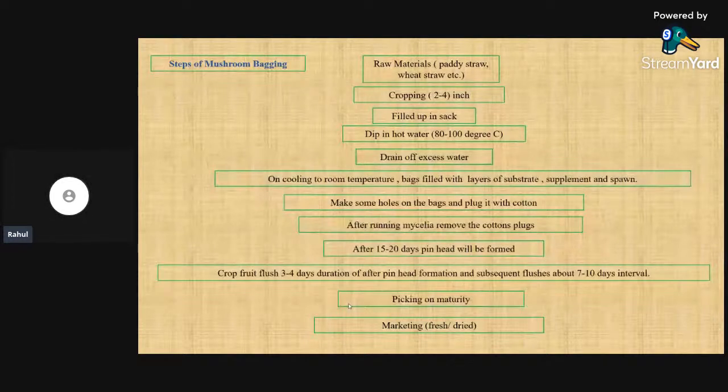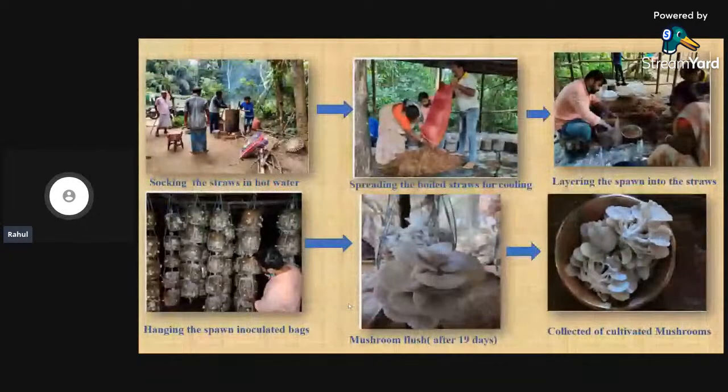The crop fruit flush lasts 3 to 4 days after pinhead formation, and subsequent flushes come at about 7 to 10 day intervals. At peak maturity, we go for marketing. It will be fresh or dried. Now this is the picture representation of how we do the actual process.